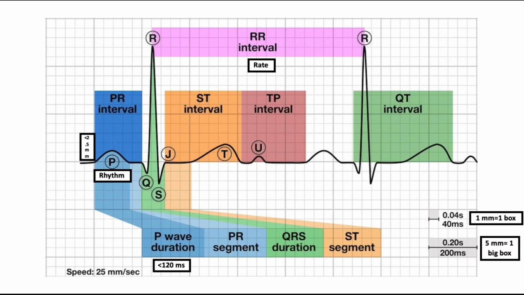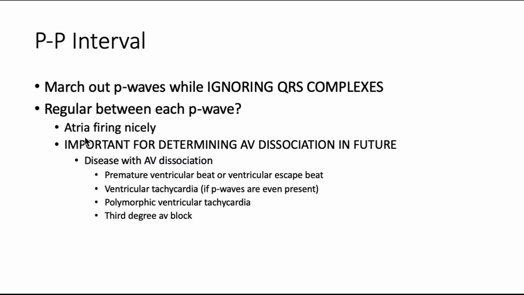So we know that the rhythm is the P wave, the rate is the R to R interval. The P wave duration should be less than 120 milliseconds and less than 2.5 boxes tall.